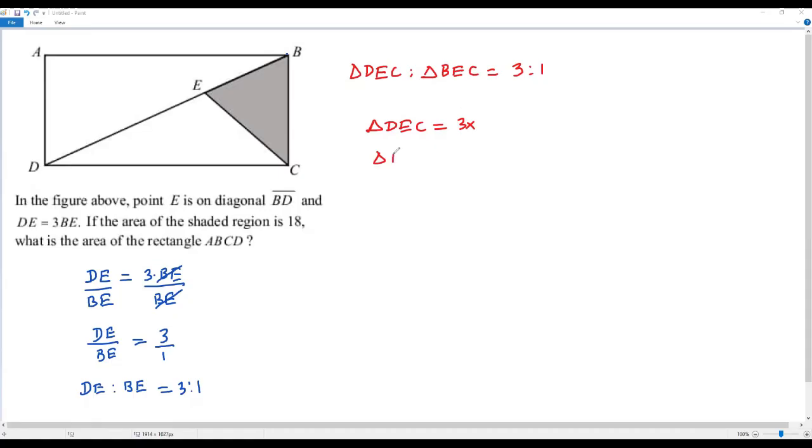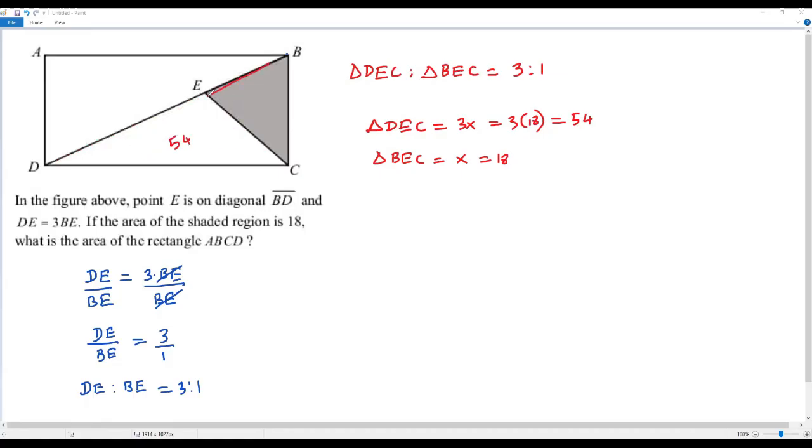Now let's write the area of triangle BEC. For that, we have to multiply the second term, which corresponds to the area of triangle BEC, by the same non-zero number x. 1 times x is x. Here I got the area of triangle DEC, that is 3x, and the area of triangle BEC, that is x. But we already know the area of triangle BEC, that is the shaded region, which is 18. It's given in the question. So the value of x equals 18. Now we can plug in 18 for x over here. Then I'm getting 3 times 18, which is 54. Here I got the area of triangle DEC, that is 54.